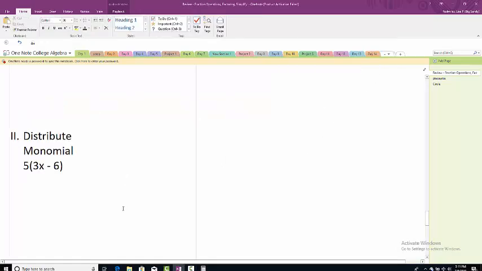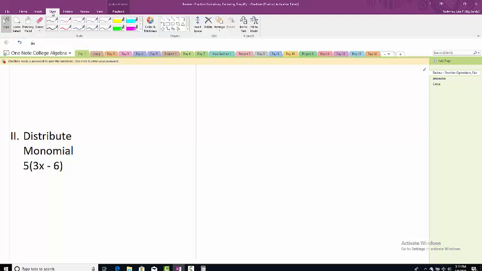Okay, now we're going to do the distributive property. We have what we call a monomial because it's a one-term expression here, 5, times what we call a binomial because it's 2 terms, 3x minus 6. So we are going to distribute because we want to simplify this. Right now we can't solve it because it's an expression, not an equation. It doesn't have an equal to sign. So we're not solving, but we want to simplify it.